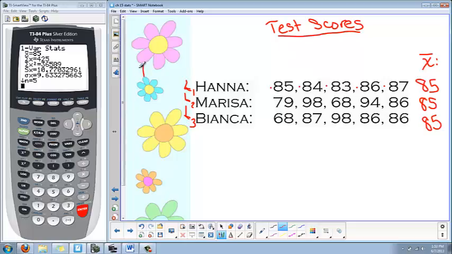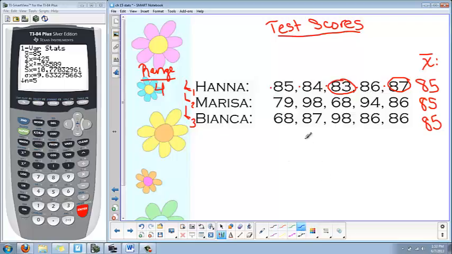So if you find the range of these girls' scores, the range is just the highest minus the lowest. So Hannah's highest score is an 87. Her lowest score is an 83. So her range is just 4. So it looks to me like Hannah is a very consistent student.